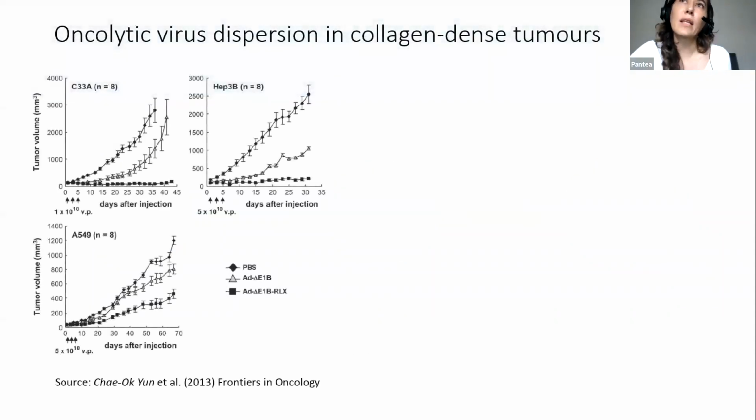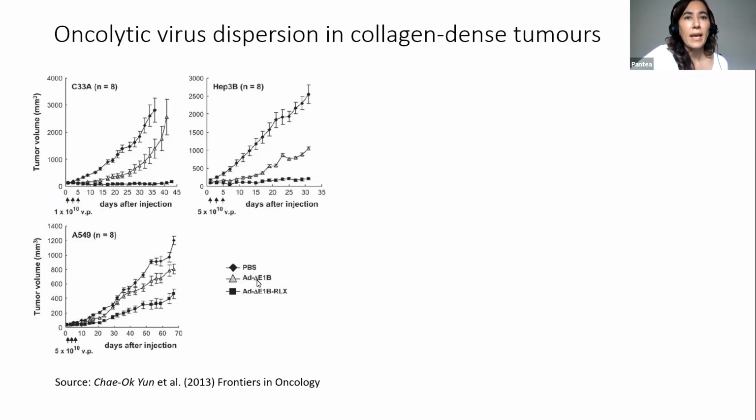So I want to show you just a quick slide that describes the differences in treatment between when you have a tumor that is high in collagen versus a tumor that's low in collagen. Here we have 3 different types of cell lines, so 3 different types of cancers. In the 3 graphs where you have the PBS, this is the tumor growing without any sort of treatment. So this is your control group.